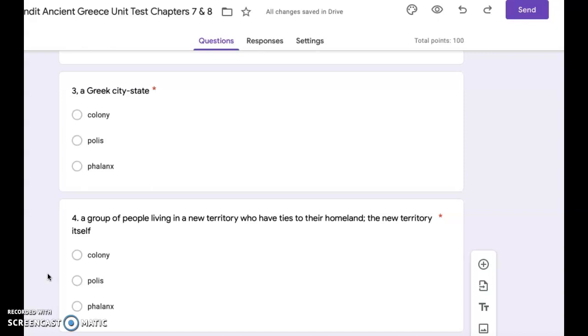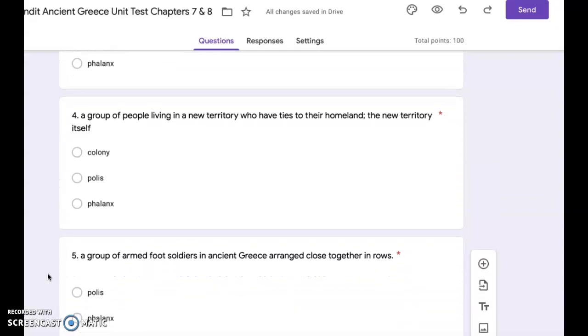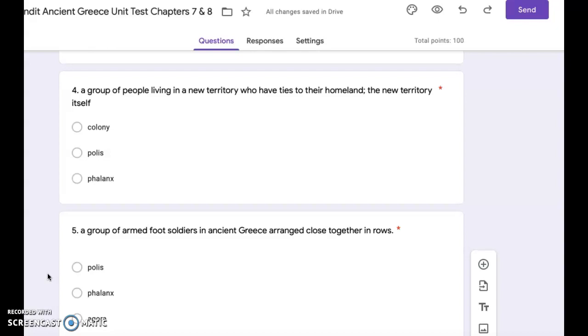Number 3. A Greek city-state. Colony, polis, or phalanx. Number 4. A group of people living in a new territory who have ties to their homeland, the new territory itself. Colony, polis, or phalanx.